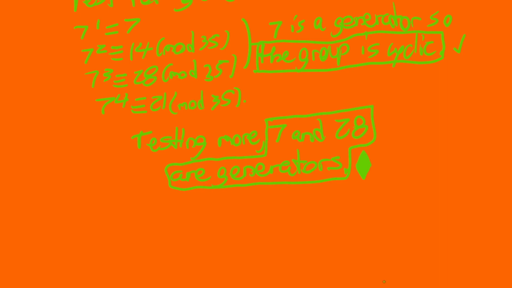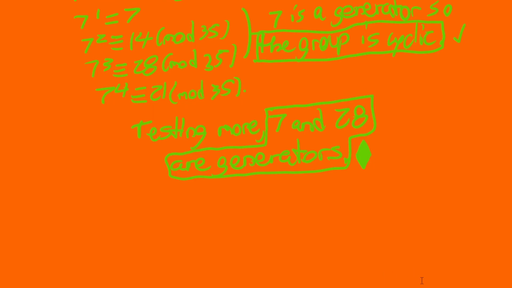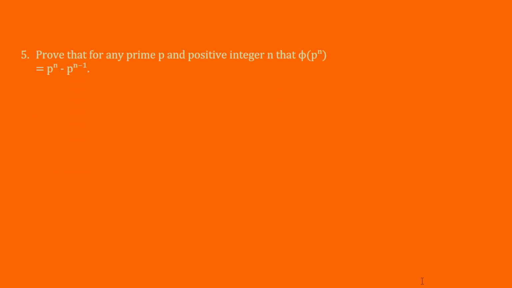Alrighty. That is it for problem 4. So now we will move on to problem 5. For problem 5, we are asked to prove that for any prime p and positive integer n, phi of p raised to the n equals p to the n minus p to the n minus 1.